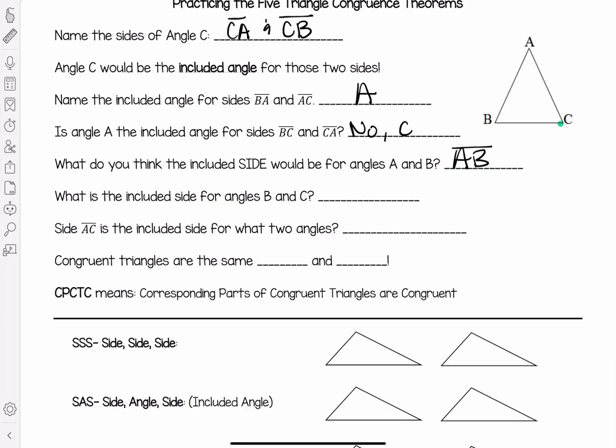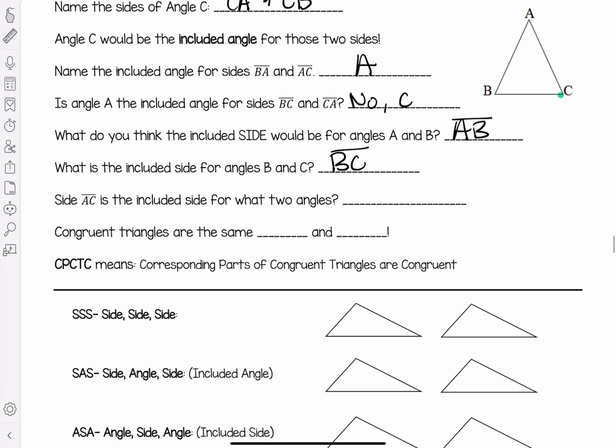What is the included side for the angles B and C? Again, the same thing. We have BC. This side would be right here. So we'd say that is BC. Side AC is the included side for what two angles, meaning what two angles are in there, and that would be A and C.